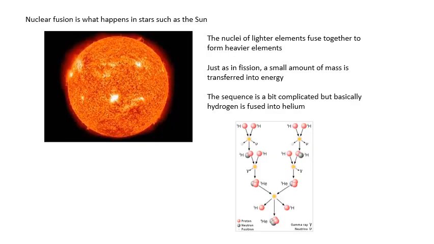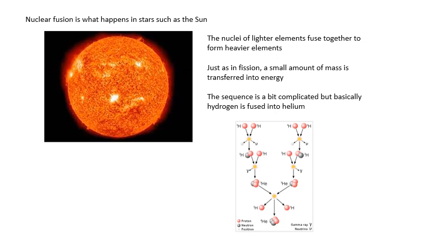Now, fusion. We've talked about fission. Fission is breaking into bits. Fusion is sticking together, fusing. And this is what happens in stars. This is what's happening in the core of the sun. This is lighter elements fused together to form heavier elements. And just as before, a little bit of mass changes into energy. The mass of what you end up with is a little bit less than the mass of what you start with. And E equals mc squared, lots of energy is released.